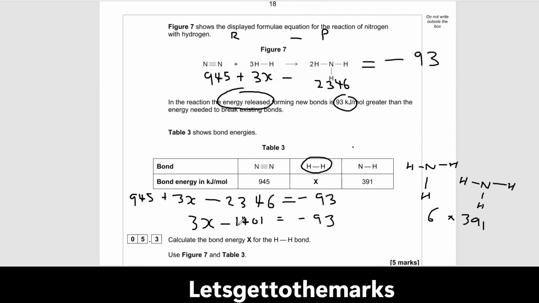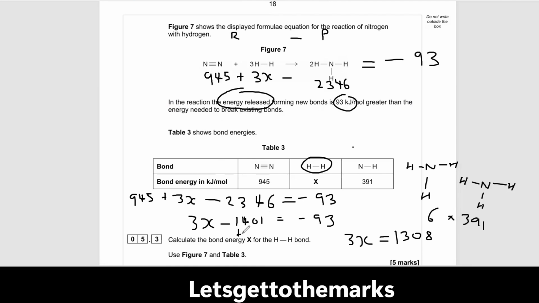Now what I could do is just add, I want to get rid of the 1401. So I'm just going to add 1401 to each side. So I'm going to go minus 93 plus 1401. And that is going to get me 3x is equal to 1308.